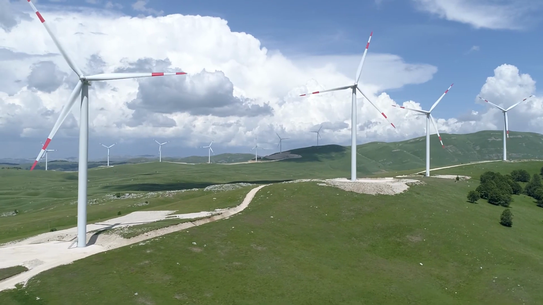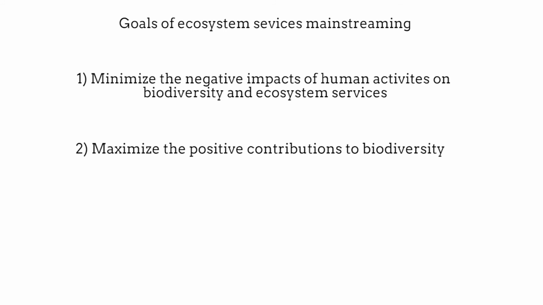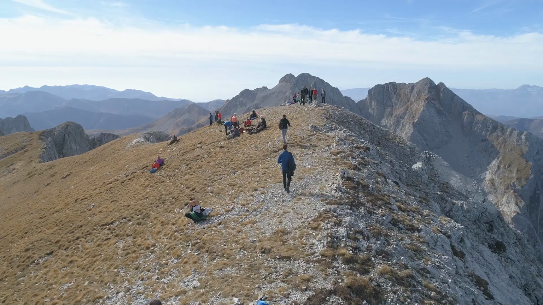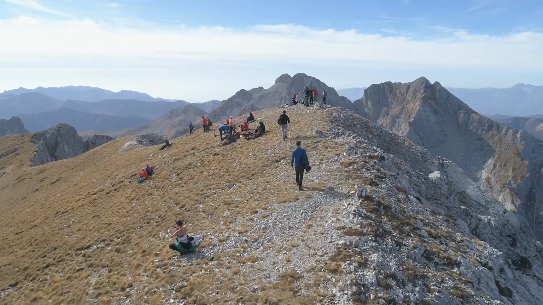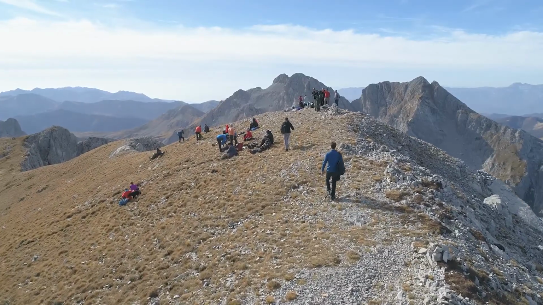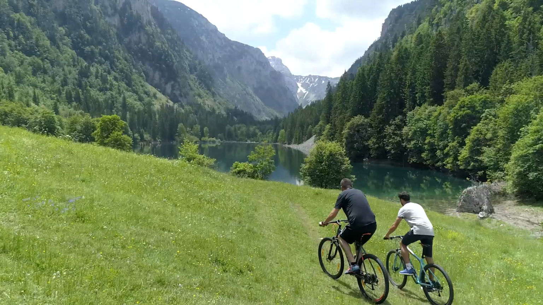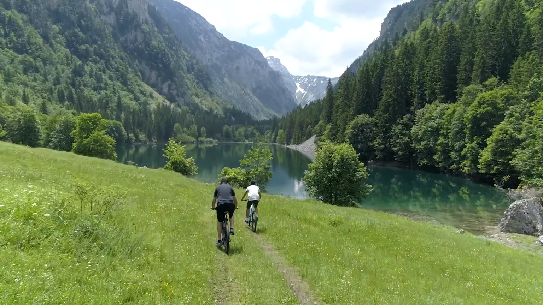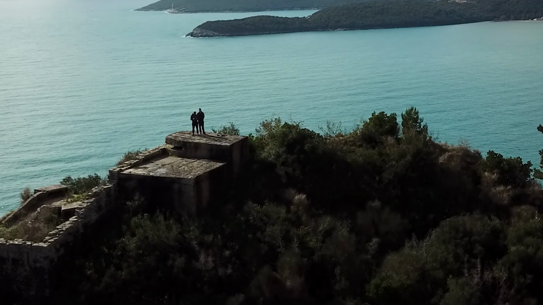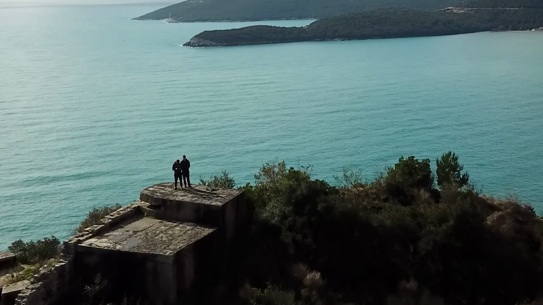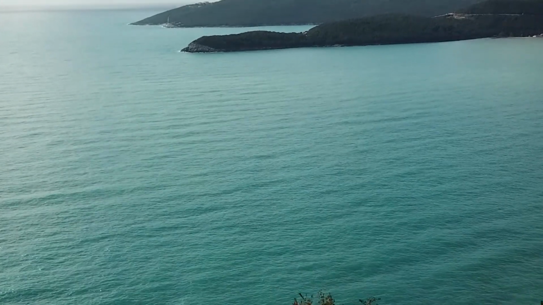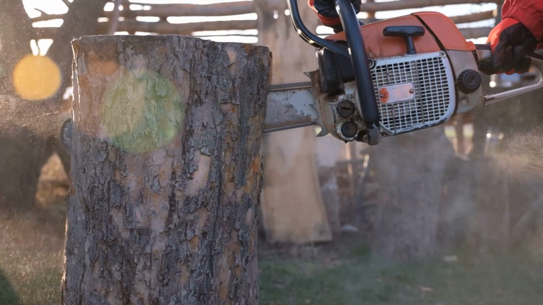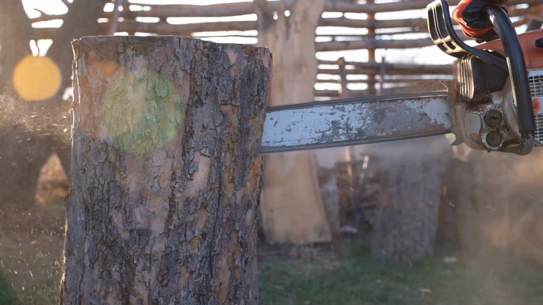The second goal of mainstreaming is to maximize the positive contribution to biodiversity. So, through mainstreaming, the state of biodiversity can be improved. Consequently, the state of ecosystem services themselves can be improved and the benefits people receive from them will increase. For example, increasing the area under forest will not only provide habitat for biodiversity, but it will mean more primary production from the forests and thus more opportunity for wood extraction for the local community.